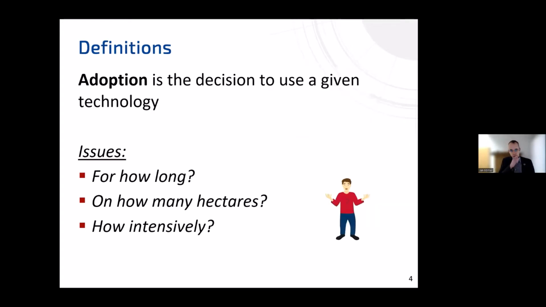So let's start with the definition of adoption. It sounds simple, but it is actually a bit more complicated. So adoption is often defined as the decision to use a given technology. But what does use mean? So for how long am I using something? Do I use it every year, for example, or am I just trying it out 1 or 2 years?